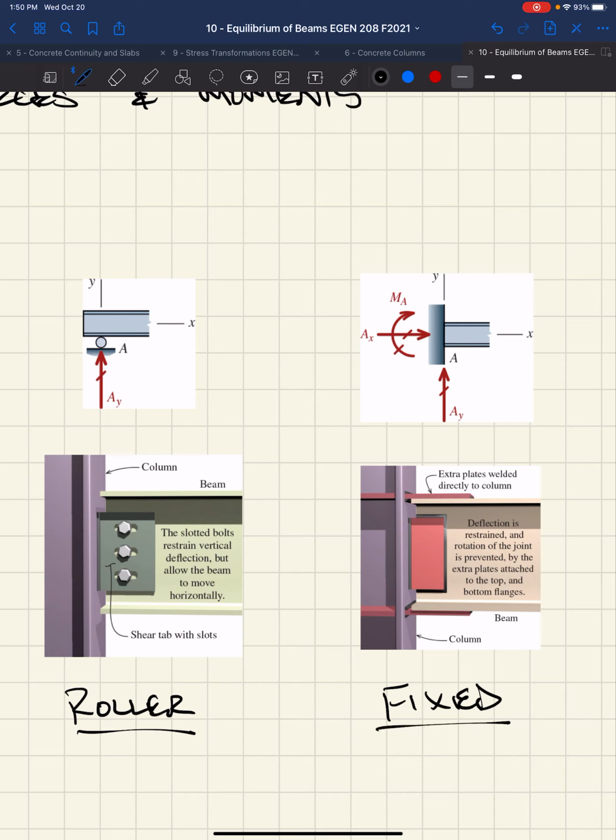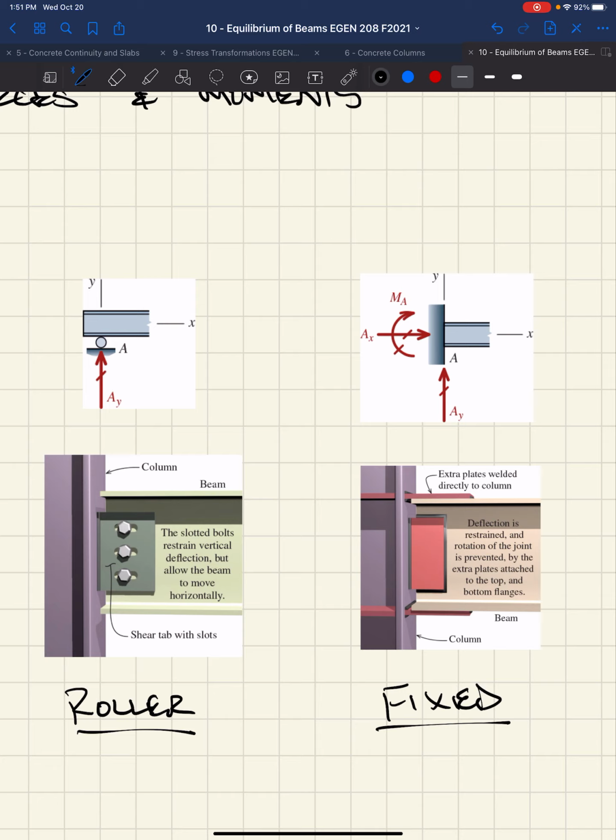Next one is our fixed case, right? This is where we fix both translation and rotation, so we get a moment and two reactions, a horizontal reaction and a vertical reaction. The depictions below this are an analogy to steel framing, structural steel framing, and how we get this in the real world.